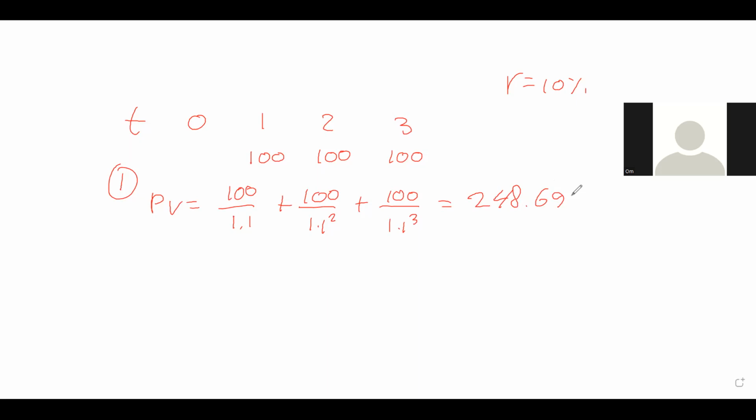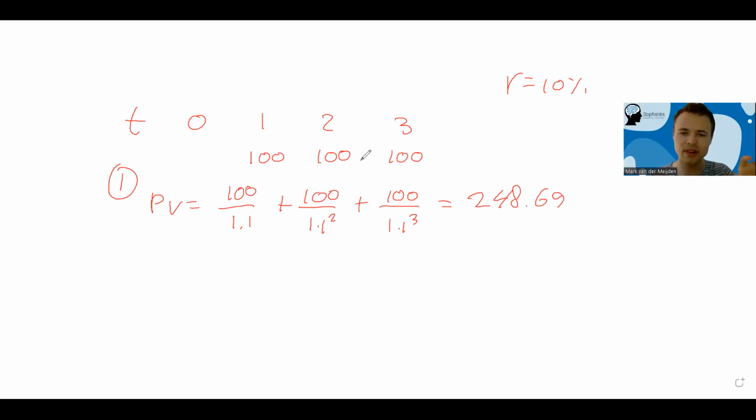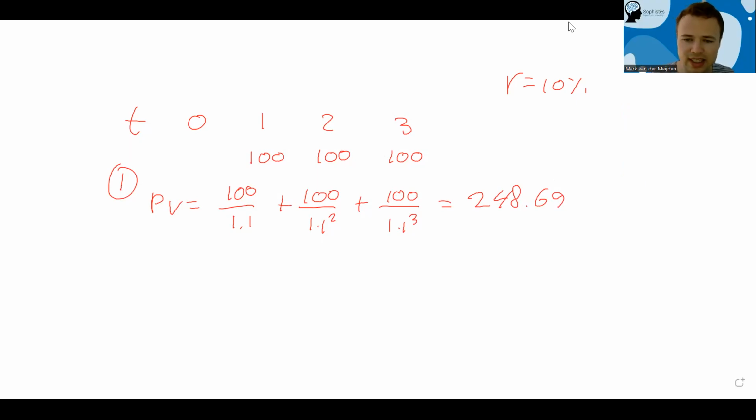Yeah. But you can imagine, now I got the fixed cash flow for 3 years in a row. But what if you would get it for 30 years in a row? Then you would have to write down 30 different fractions, and plug it all into your calculator. That would take a lot of time. So therefore, we have a particular formula, and that's this formula here.